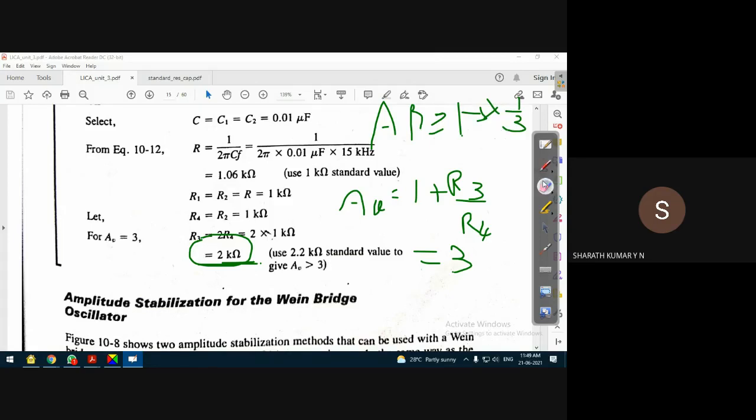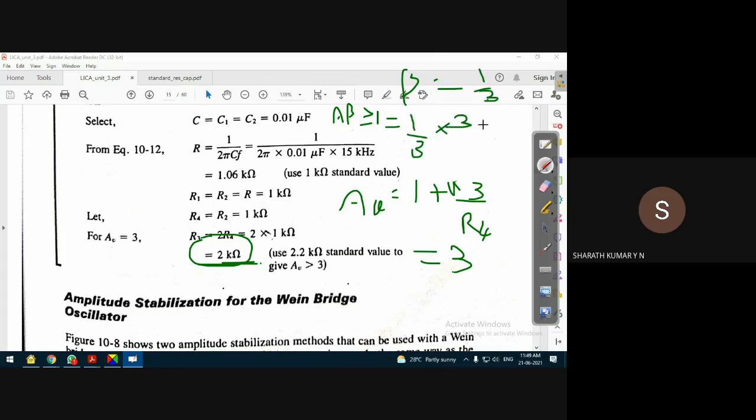Let me write it somewhere here. A beta should be greater than or equal to 1. That means beta is 1 by 3, the gain of the feedback network. So 1 by 3 into 3 will make it equal to 1. But this should be slightly greater than 1. In that case, 2 kilo ohm may not be sufficient.